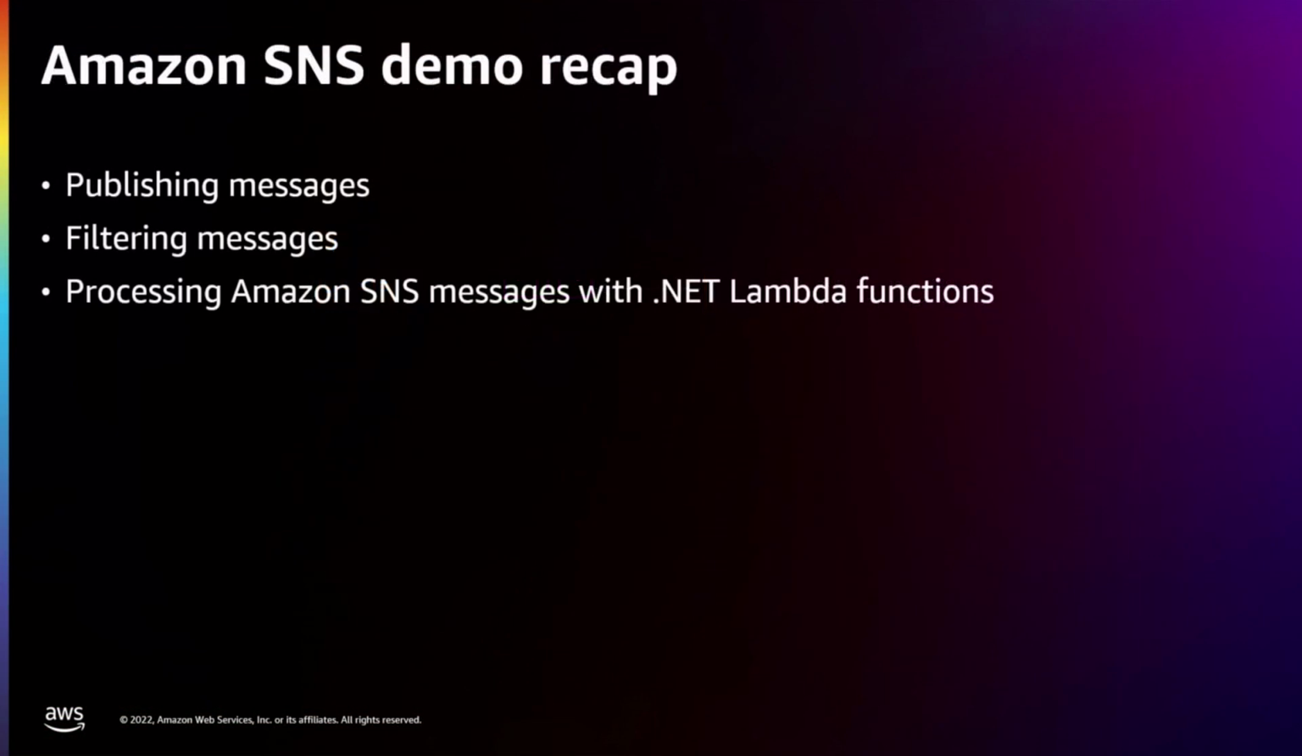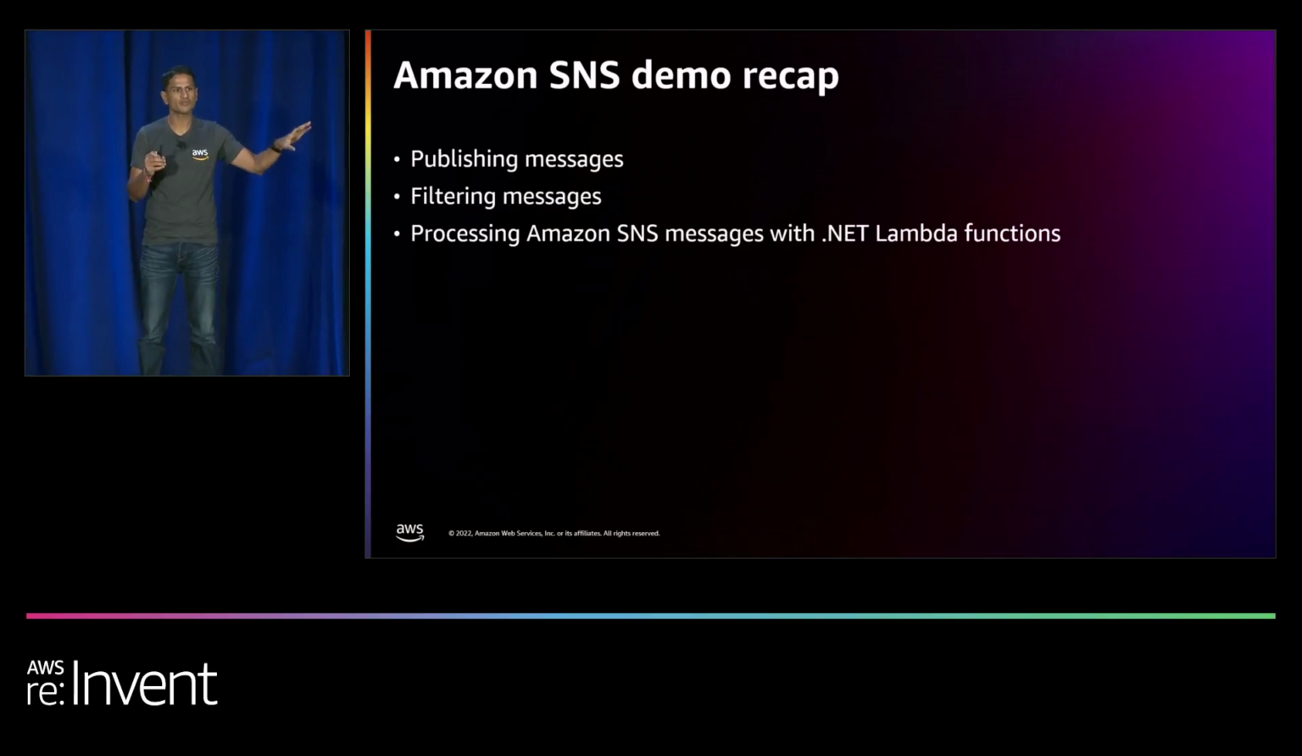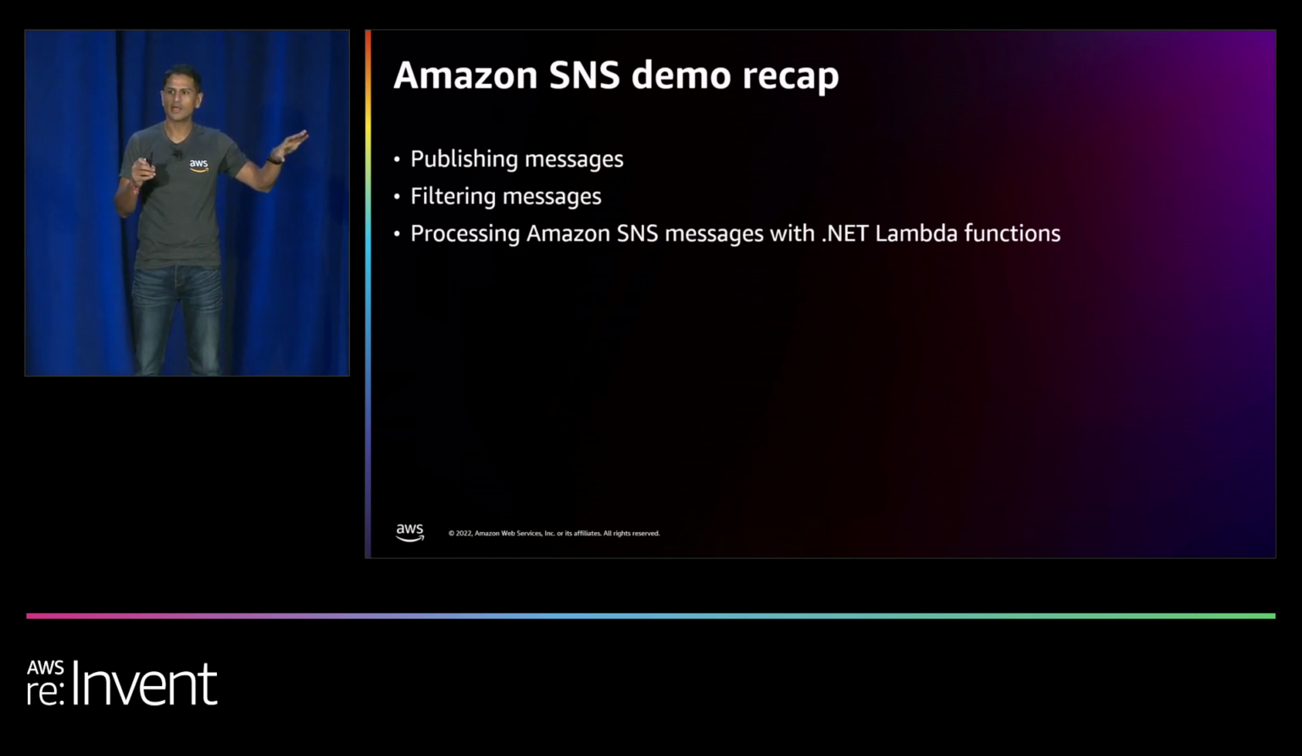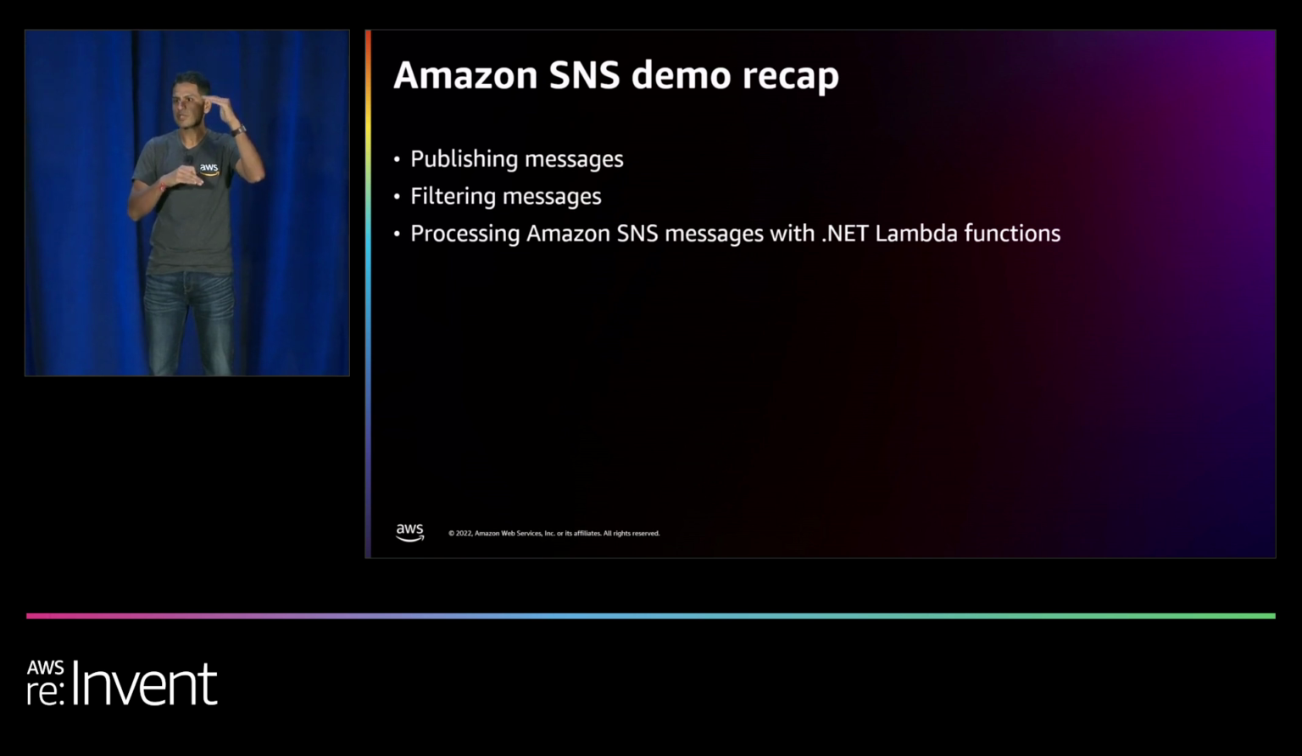Great. Thank you, Norm. So a quick recap of what we covered in the SNS demo. We did see how you can use the SDK to send a message, which is called publish, to a topic. And when you're sending a message, you can define a set of attributes. And those attributes can be used within SNS to perform intelligent filtering.